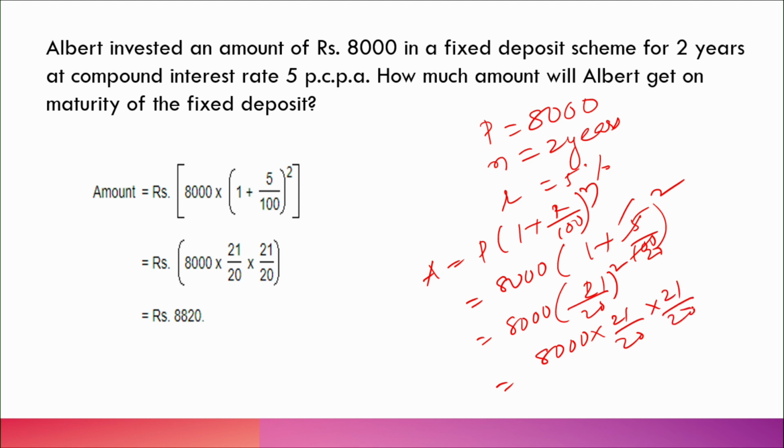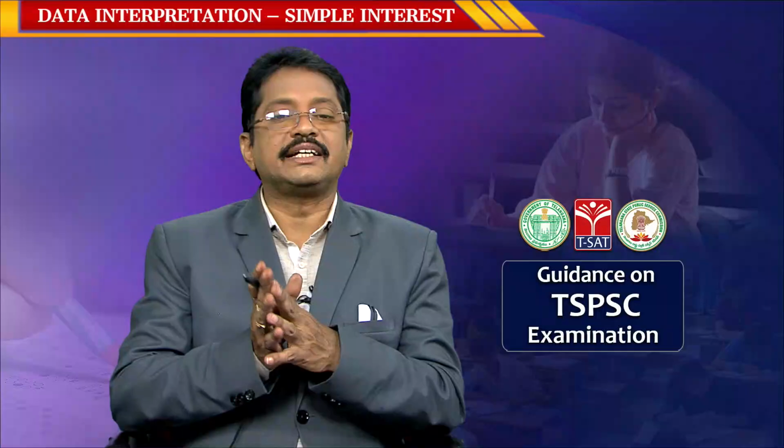20 times 20 is how much? 400. And 21 times 21 is 441. 441 times 20 is 8820. That's it. Clear? So like that you can calculate the amount.